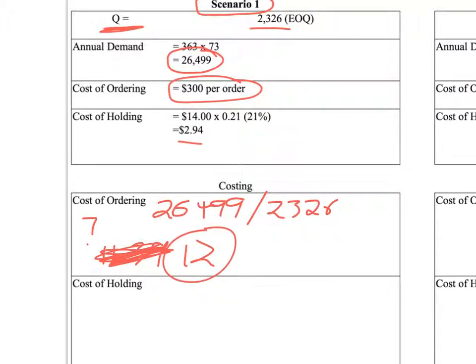Now, the last order won't be complete. It won't have 2,326 units on it, but you get the idea. Okay, so 12 times our cost per order of 300. 12 times 300 is $3,600. Okay, so that's your cost of ordering, because you're going to have 12 orders. Every time you order, it's going to be $300. Okay, so that's step number 1.